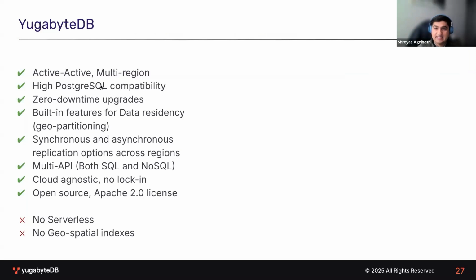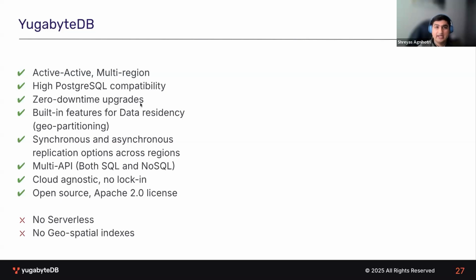So Yugabyte has an active multi-region architecture similar to DSQL. It has high Postgres compatibility because it's reusing Postgres source code. DSQL also reuses the Postgres engine, but the Postgres compatibility is low, mostly because of the other design choices and because it's in preview at this point.